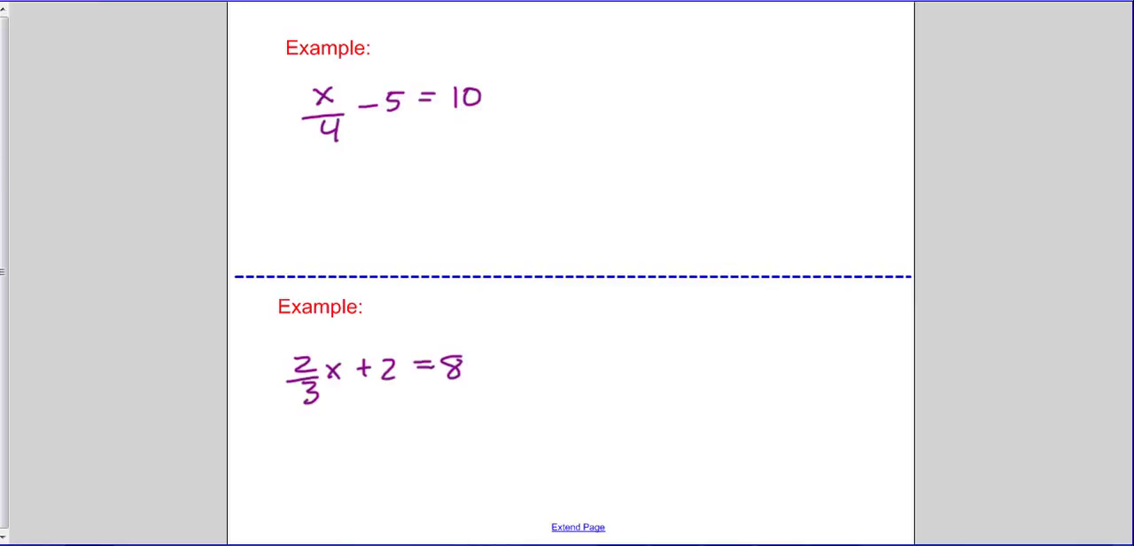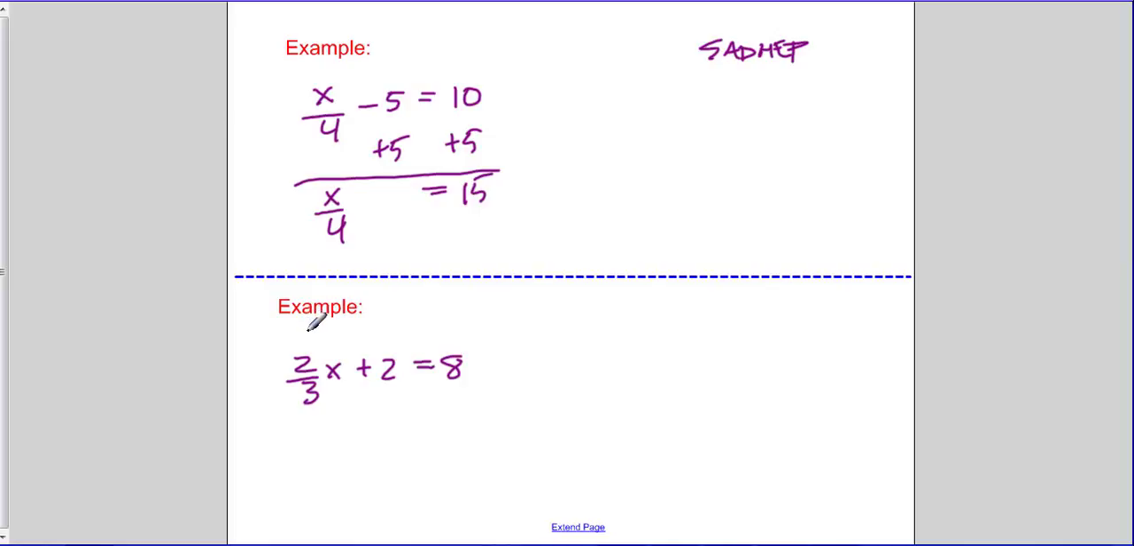Okay, the next question, I have x over 4 minus 5 equals 10. Again, we're using SADMEP. Again, what we do to one side, we must do to both sides, and we're trying to isolate x. So the first thing to get x by itself is to get rid of this minus 5. So I'm going to add 5 to both sides. Bring down my equal sign. 10 and 5 is 15. Minus 5 plus 5, those are opposites. That's 0. And bring down the x over 4.